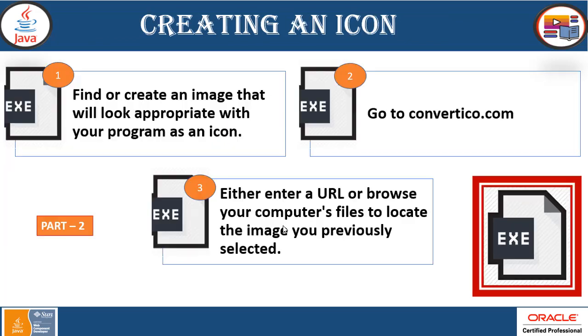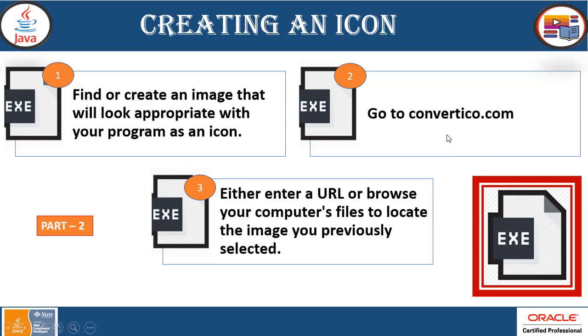Now once this is done, the next step is to create an icon. To create an icon, all you need is an image. It can be BMP, PNG, JPEG, any kind of image file format. That image file has to be converted into an icon. An icon will have the extension ICO. You can find that over the net with the help of Google. You can search and find so many sites that convert your image into an icon. Here we are going to use convertico.com.